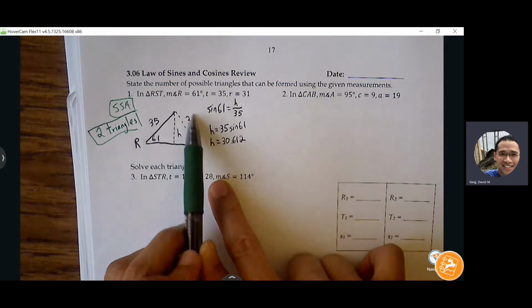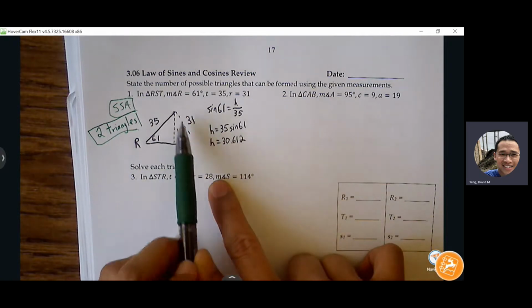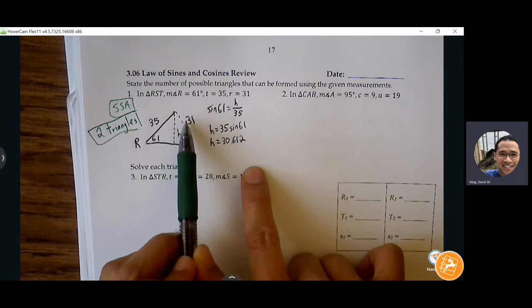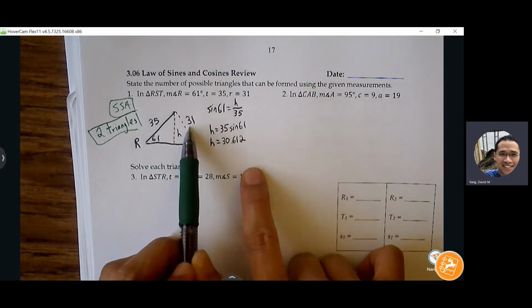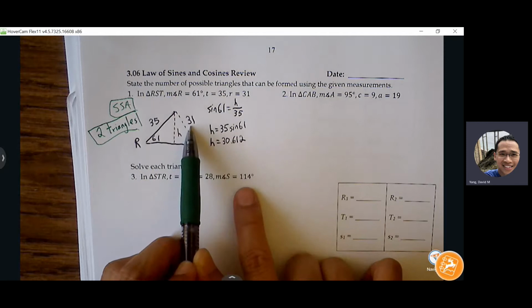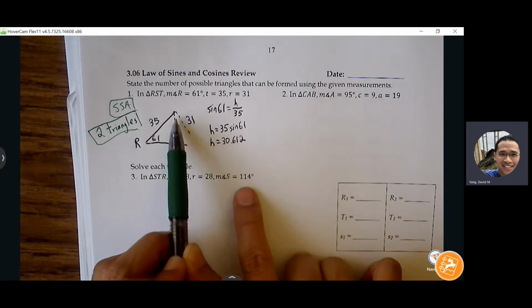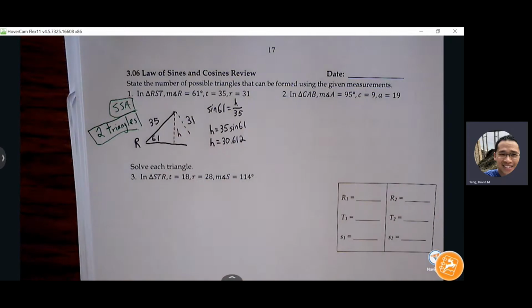What if this was 36? One triangle, it'll just hang out here. It's too long to be over here. It would just be out here. What if it was exactly 30.612? One right triangle. It'll be exactly that vertical height. Okay, so those are your scenarios. Okay. All right, let's try number 2.